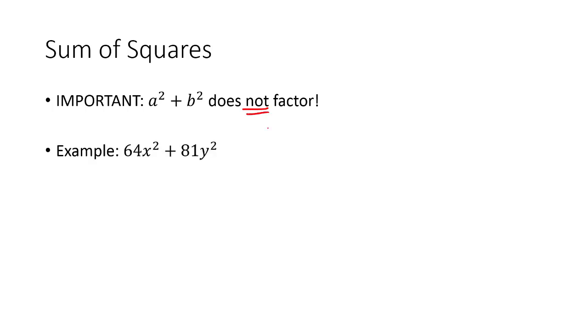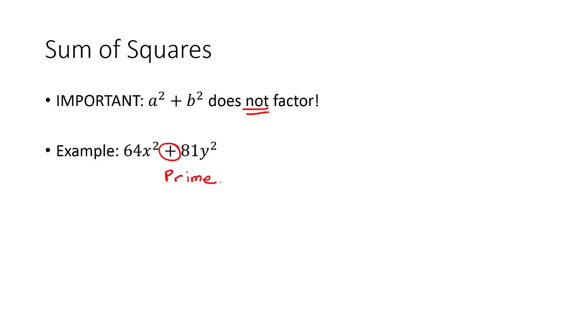So if I see something like 64x squared plus 81y squared, yes, we can take the square roots of both parts. It's 8x and 9y. We can take the square roots of both parts, but it still will not factor because we've got that plus in the middle. Remember, if we said it was something squared, there would be a middle term which was twice the product, 72xy and 72xy. And there would be a middle term of 144xy.